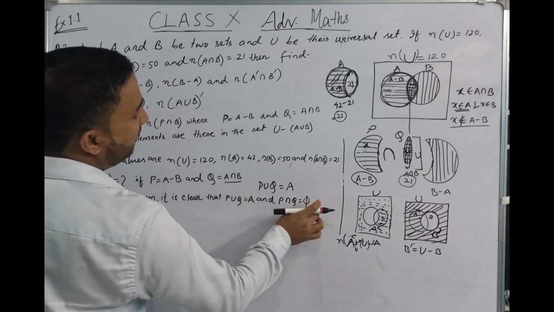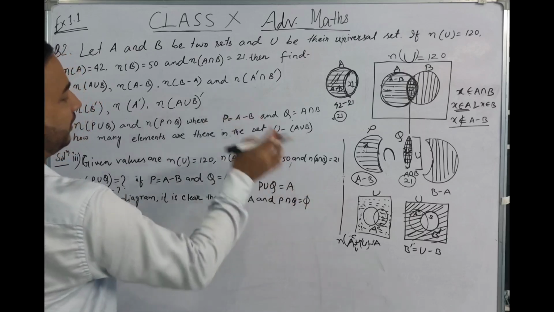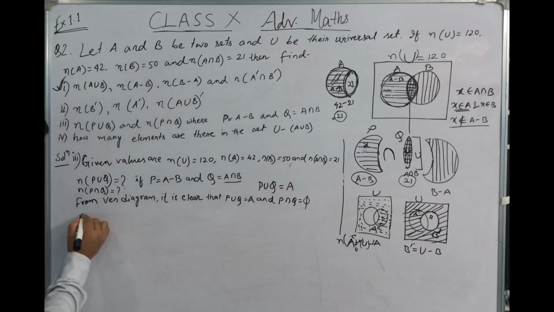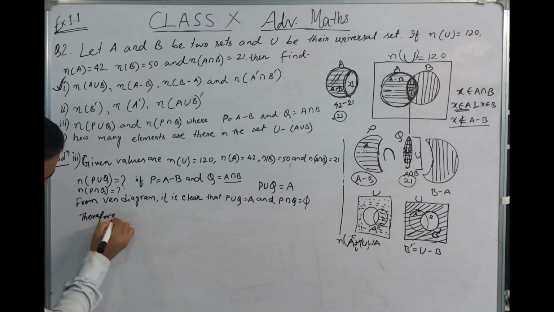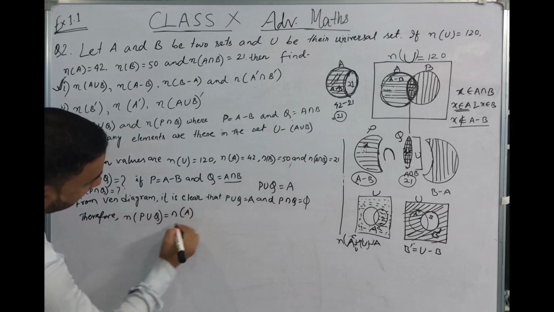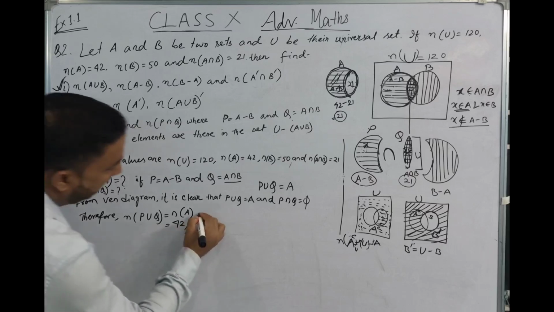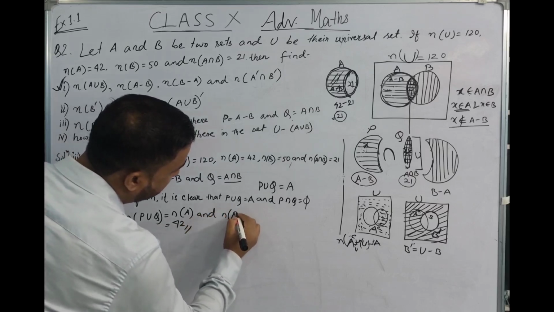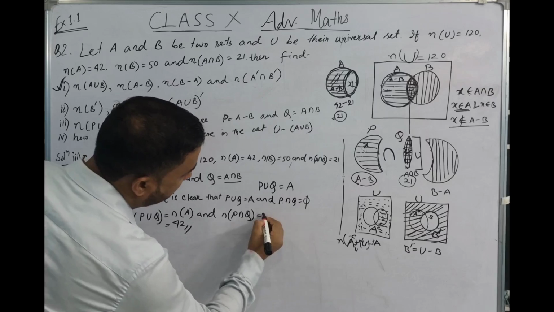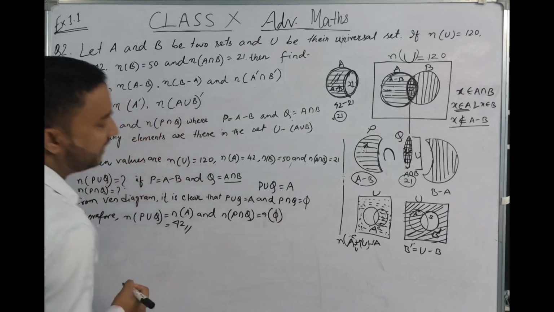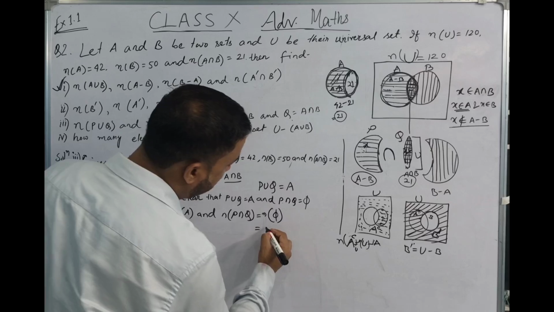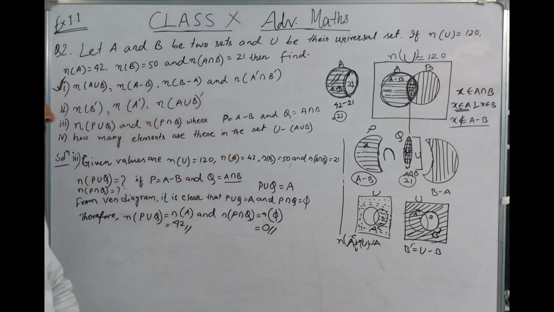And the number of elements in phi means no element, 0. So the number of elements in the set P intersection Q will be 0. Therefore, the number of P union Q is equal to the number of A, which is 42, and the number of P intersection Q is the number of elements in the null set phi. Since there are no elements in the null set, the number of elements will be 0.